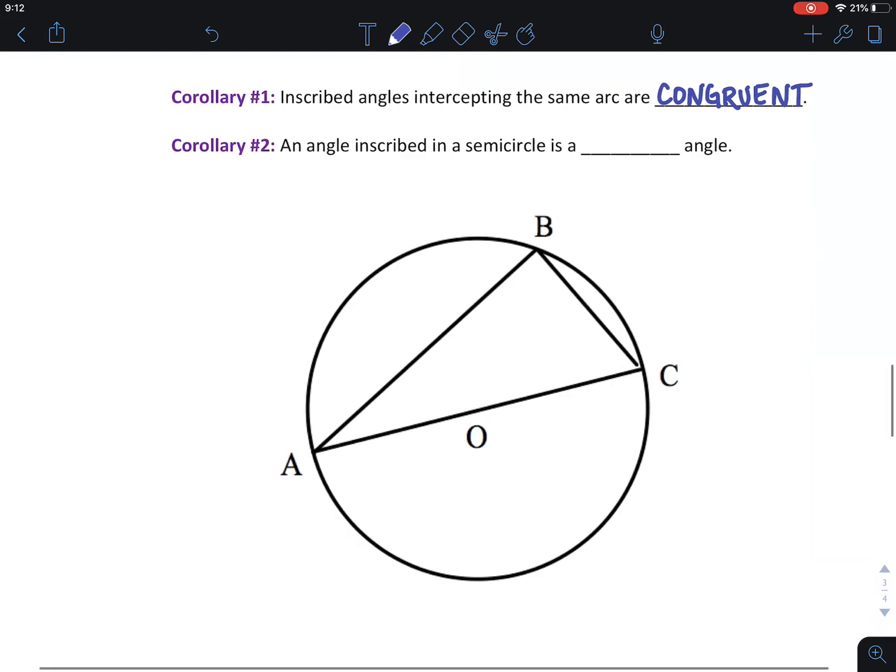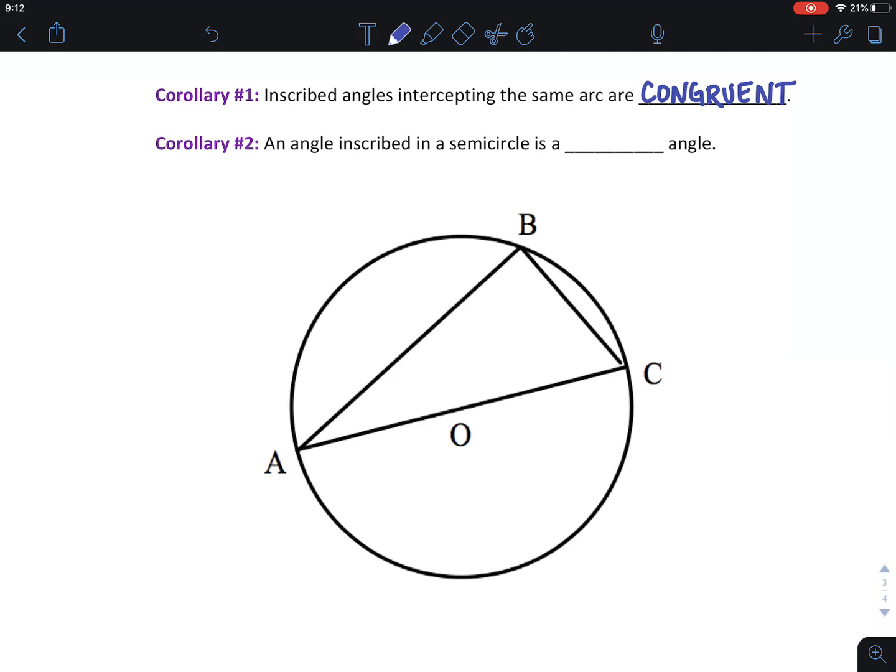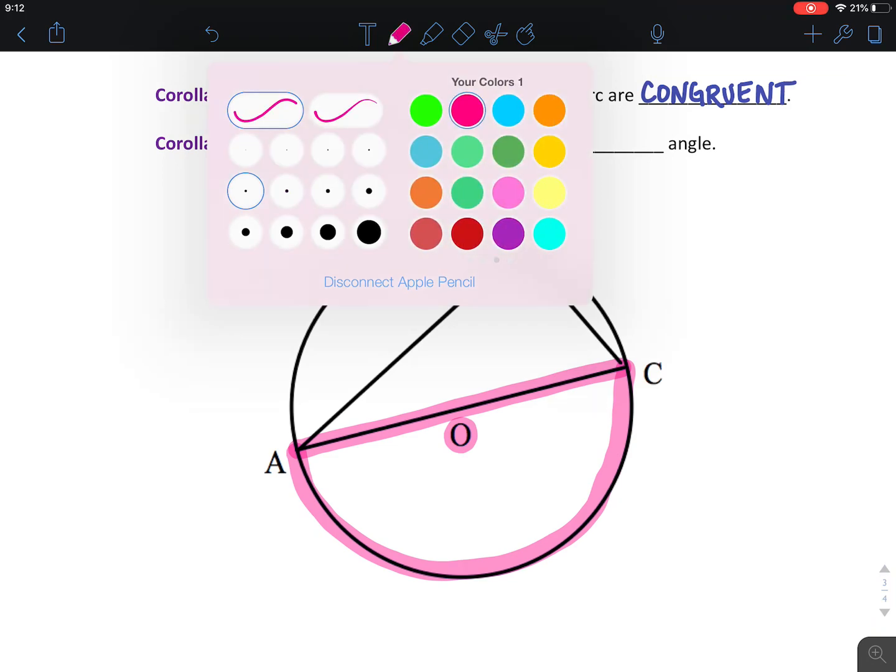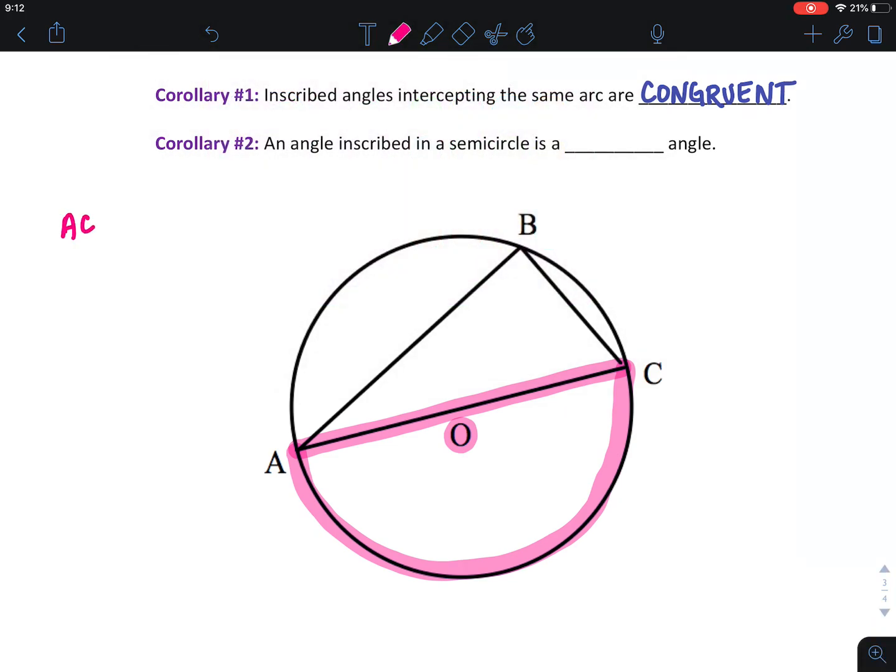Now the second corollary, I'm going to use this circle I have below. Let's look at this arc AC. Normally we can't assume, but I can tell that AC, the line, is the diameter because they're showing me O here, so they're telling me it's going through the center of the circle. So it's not an assumption. I know that AC, the line, is the diameter.